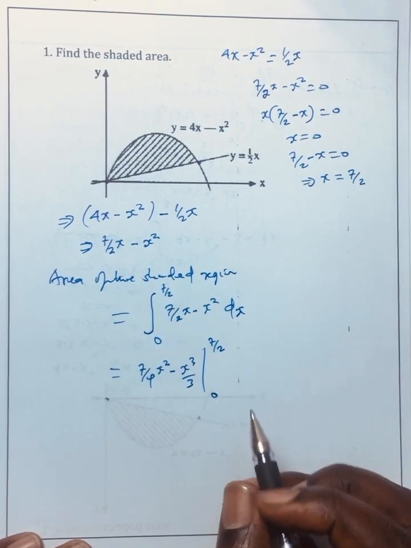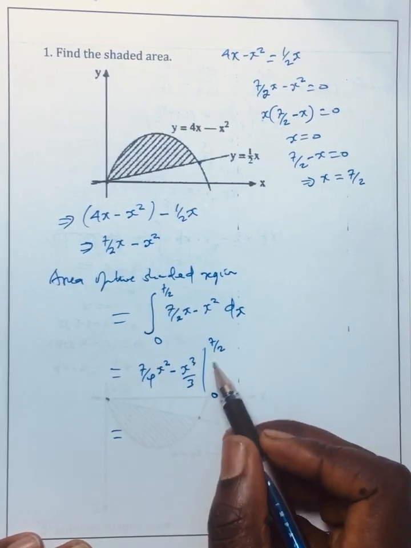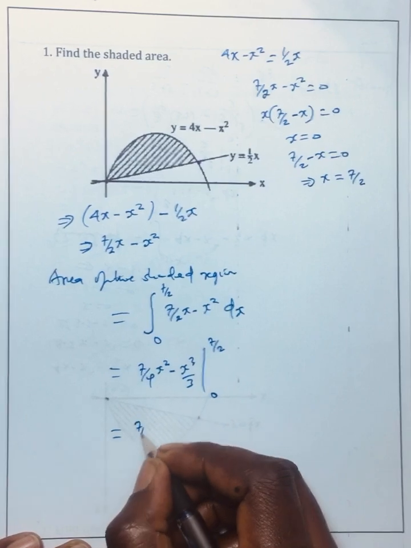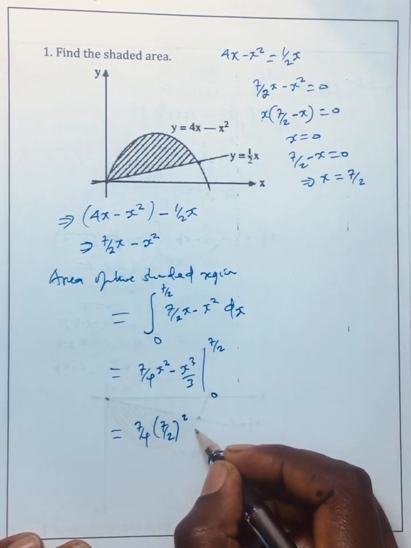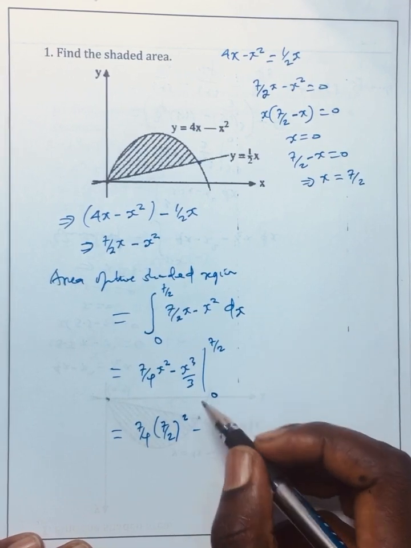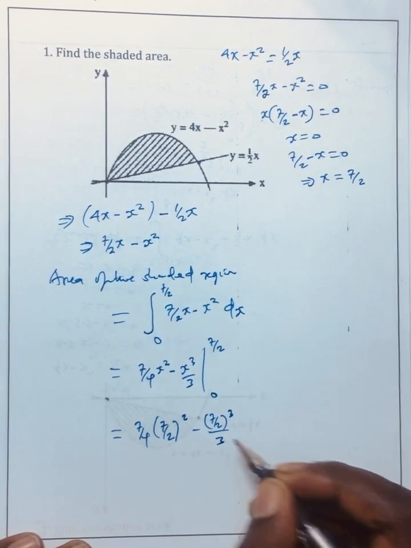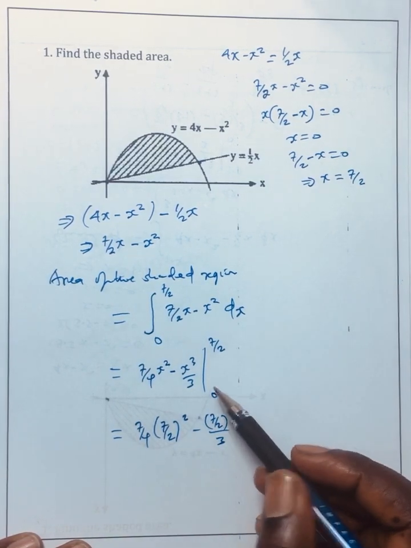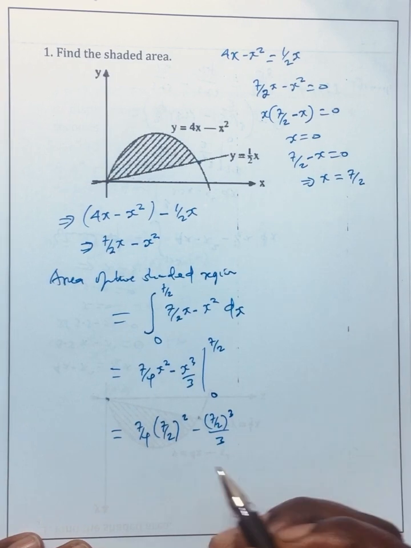Okay, so we're just going to substitute the values of x. When x is 7 over 2, we have 7 over 4 into 7 over 2 squared minus 7 over 2 cubed over 3, and then minus 0. When x is 0, we have a 0 there, so there is no need of including that.